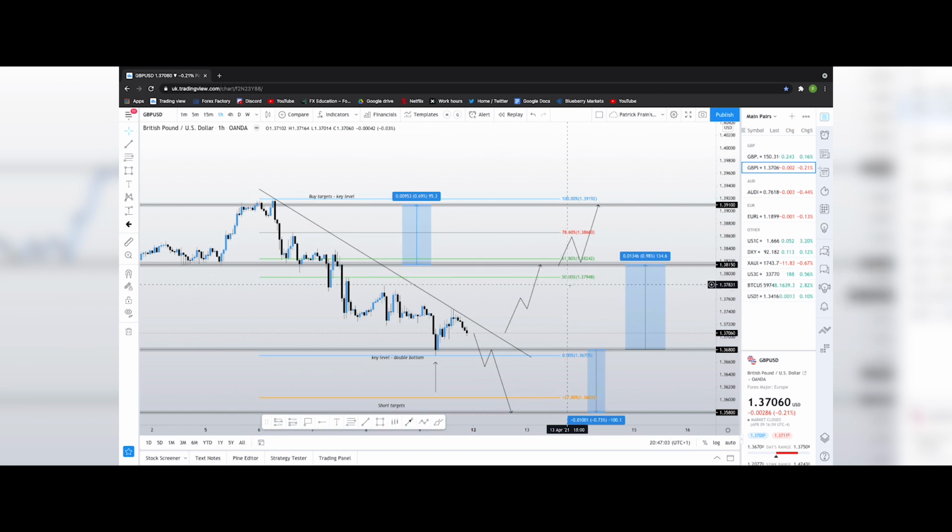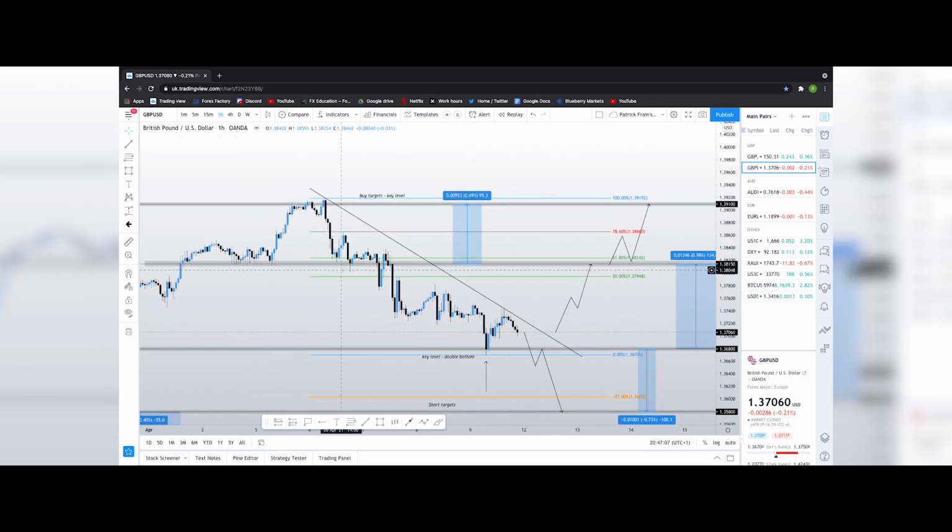As mentioned, we do have our golden zone at 50% here and 61% here. Looking at previous price action, this level was holding as support. However, we did break this level, so we could see price push back up to retest this level as resistance and drop down to our lows.